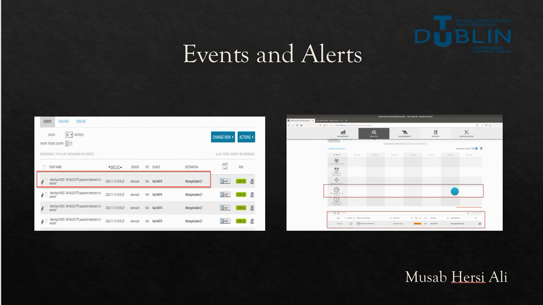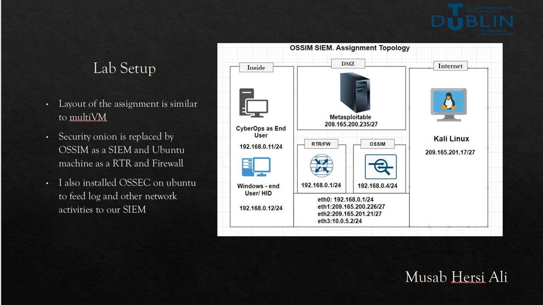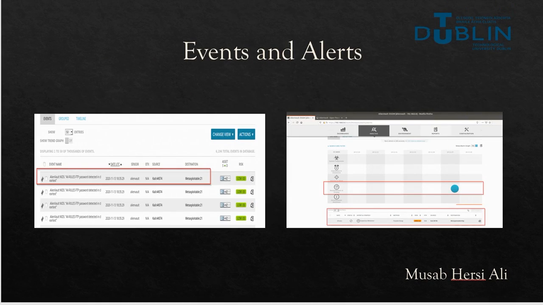To get this functionality after the setup is done, we have installed OSSEC, Open Source Security, on Ubuntu, which is our firewall also, to feed logs and other network activities to our SIEM. Similarly on Windows, events and alerts. According to OSSIM, with the default configuration when you install it initially, it will not generate any alerts at all.